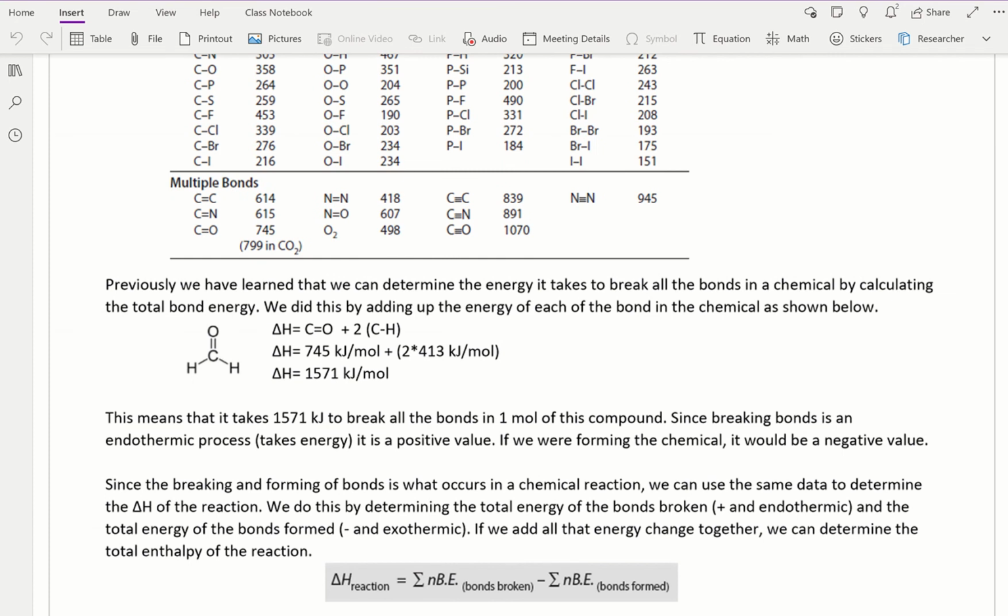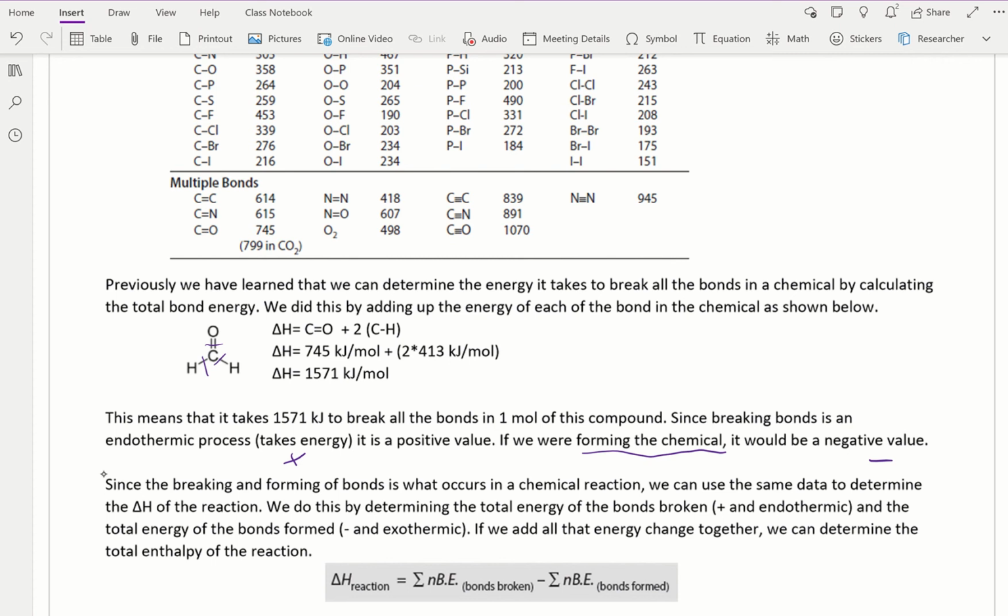So, since breaking bonds is an endothermic process, or takes in energy, it's a positive value, okay? So that's why we get a positive value here, right? We're adding energy to break all of the bonds that are in this chemical. If we were forming the chemical or making the bonds, it would be a negative value. Okay, so if instead of breaking all the bonds, I wanted to know how much energy was released to form this chemical, I would use the same value but make it negative. Okay, so that's how much it would take to form that chemical.